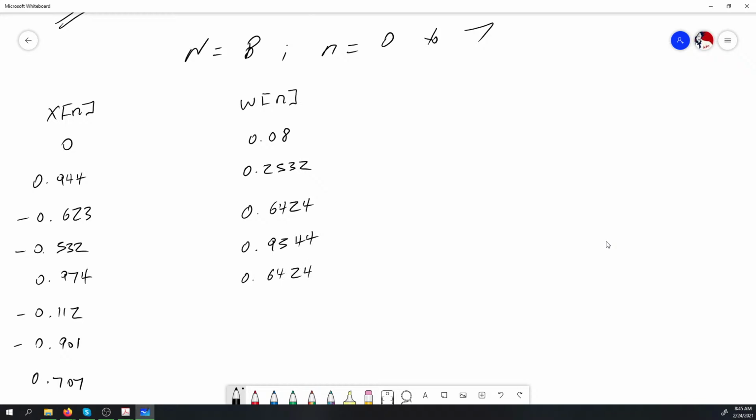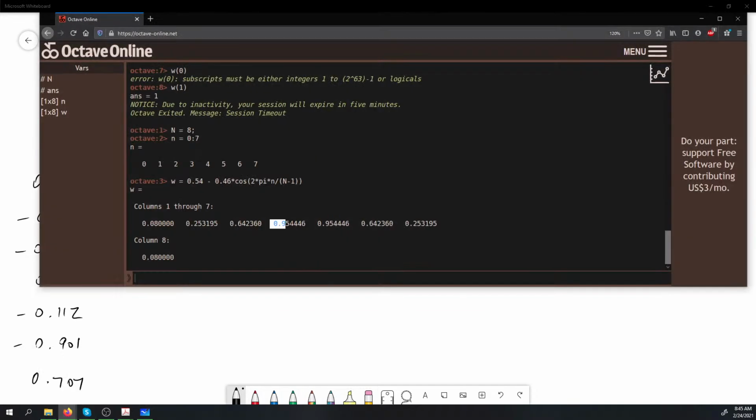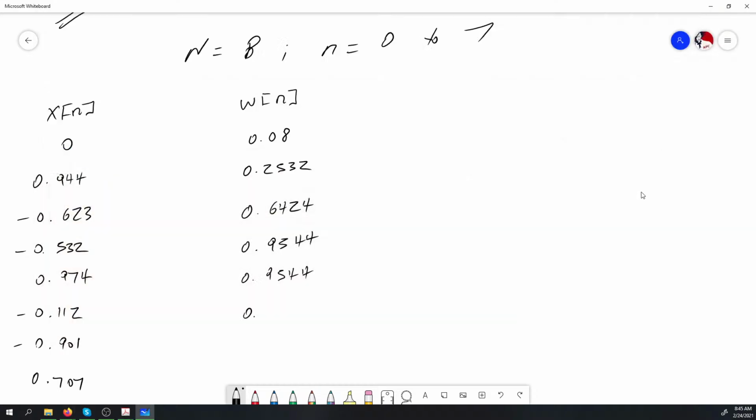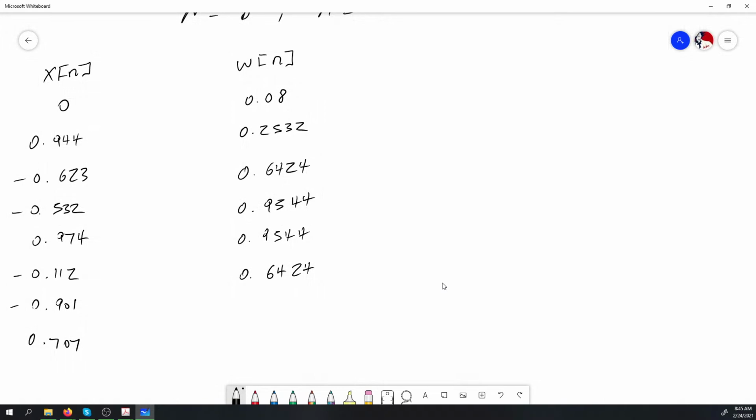I happen to miss something here. Yes, I happen to miss something here. This value is supposed to repeat. 0.954. Let's just verify that. Yep, that value is supposed to repeat. 0.644. 0.2532.